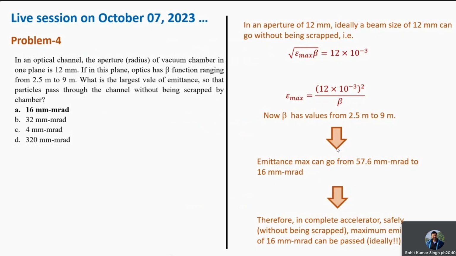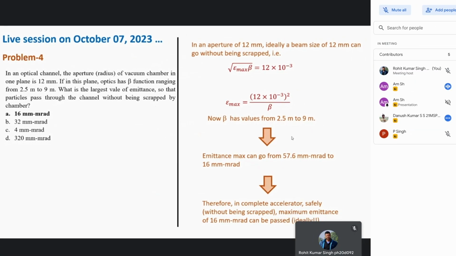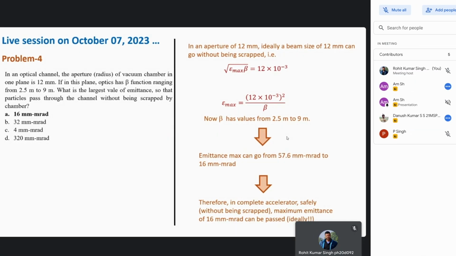No, sir. My basic question is whether the bigger one, the 57.6, is eliminated due to the size of the aperture, or because generally it's a greater value, so we are eliminating it. It is due to the size of the aperture. 12 mm is constant everywhere, but beta is varying. So where beta is high, the limitation is coming from that point, no? Oh, okay.